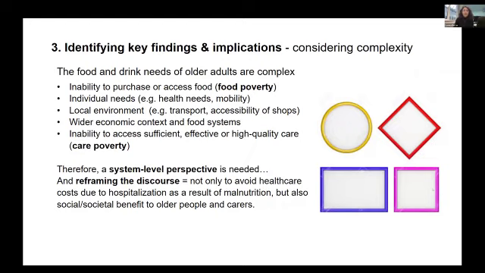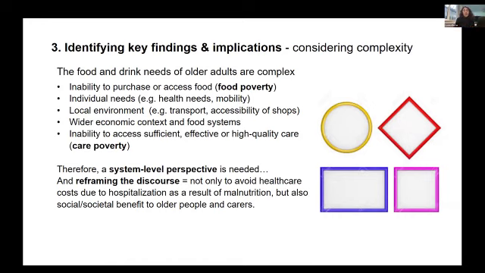So it is now clear that food and drink needs of older adults are complex. It's about food poverty, but it's also about care poverty. It's about individual needs that can be health related, for example, cognitive impairment or other types of illnesses and comorbidity. It's about mobility, etc. It's also about the local environment. So it's about being able to access not just food, but food outlets. Is there enough transport to get to the shop? And it's about the wider economic context that shapes all these different aspects.